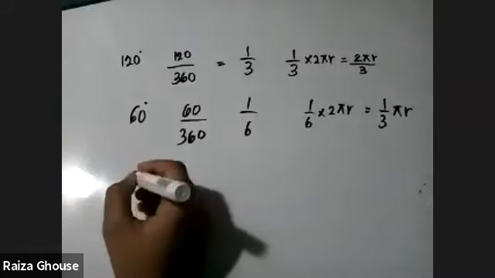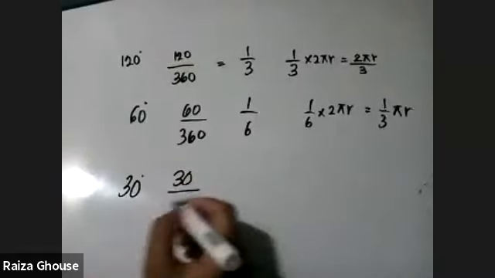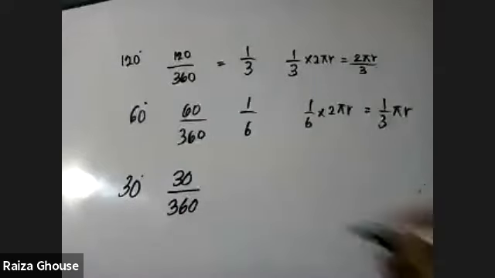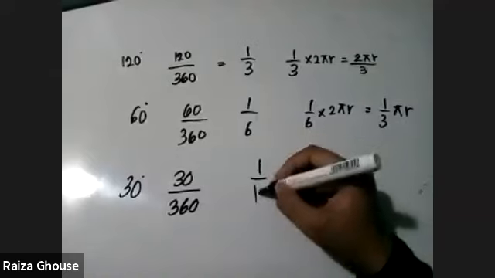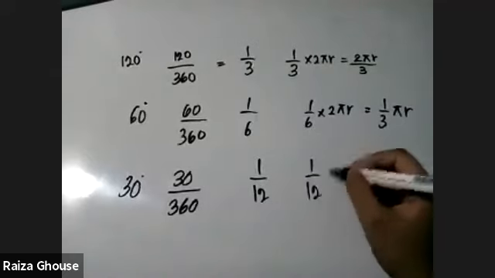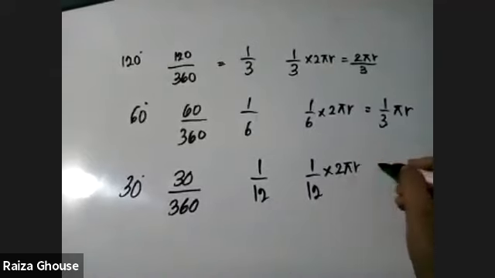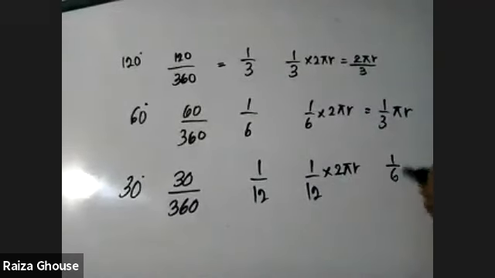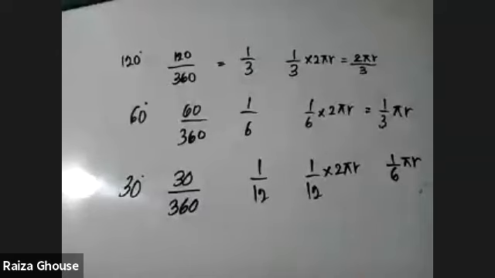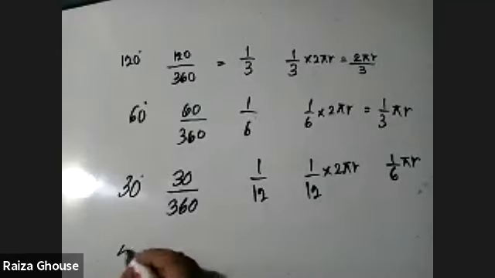Next one is 30 degrees. 30 upon 360. When you simplify, what do you get? 1 over 12. So 1 over 12 into 2 pi r. If you cancel 2 and 12, you get 1 over 6 pi r. These are useful for your calculation. That's what I'm giving you.